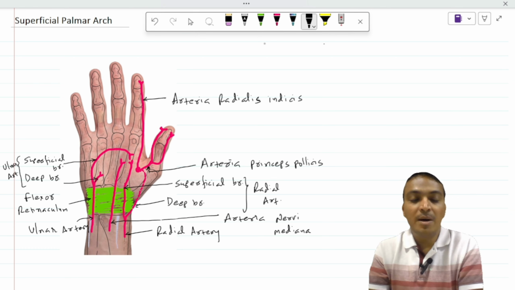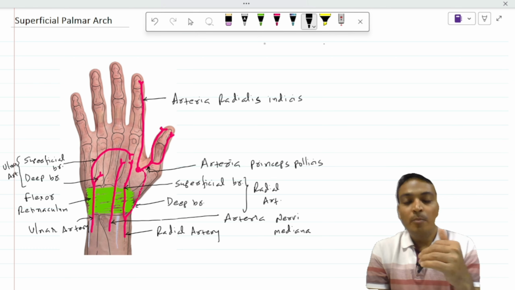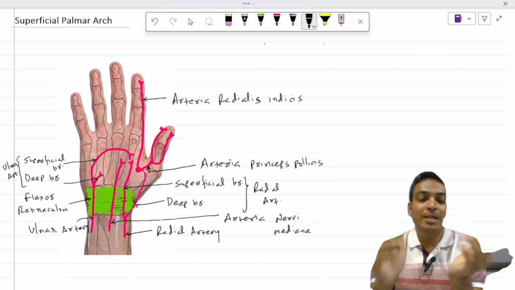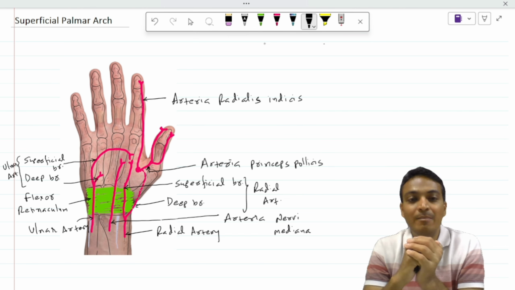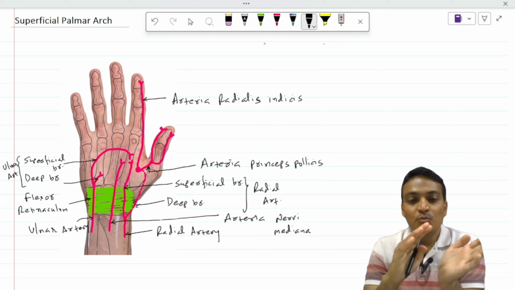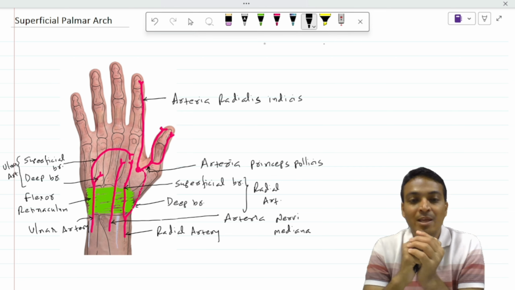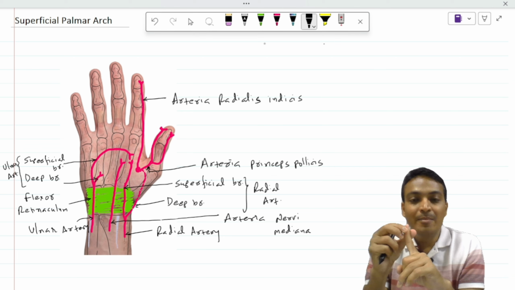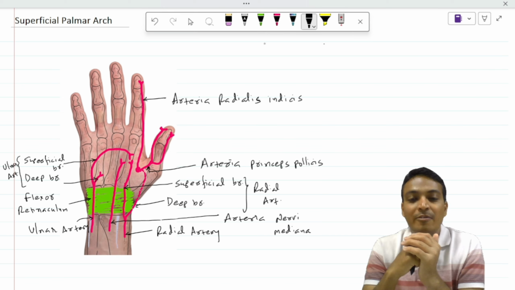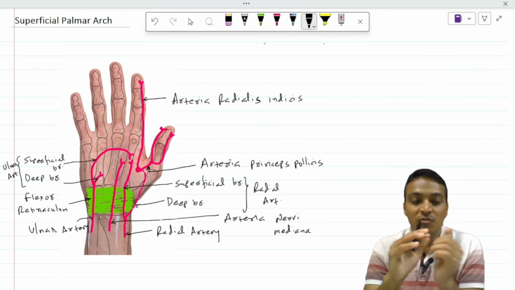The superficial palmar arch is mainly formed by the superficial branch of the ulnar artery, while laterally it is completed mainly by the superficial branch of the radial artery, or occasionally by three arteries: the arteria princeps pollicis, the arteria radialis indicis, or the arteria nervi mediani. So this is the superficial palmar arch formation.